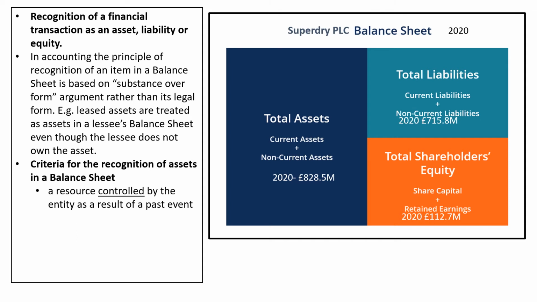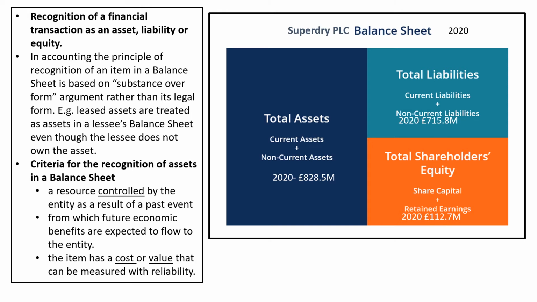Number one, it's a resource controlled by the entity as a result of past event, from which future economic benefits are expected to flow to the entity. And three, the item has a cost or value that can be measured with reliability.